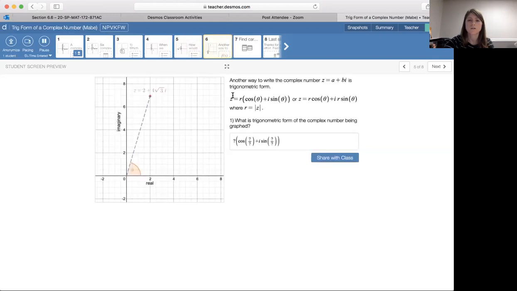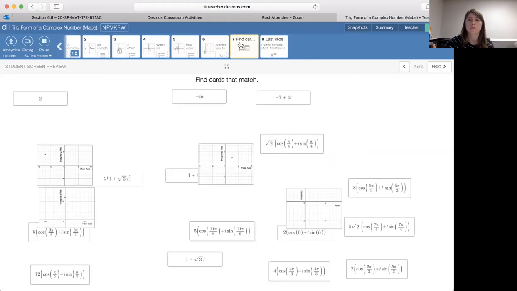Now, it's going to recap a little bit of your trig form for some specific ones. So you want to try to work through finding that angle, finding the radius, and then plugging in. Notice the nice thing about this is it's already set up the form for you so you can plug in the right places. Then this Desmos one only has 8 slides or 7 active slides.